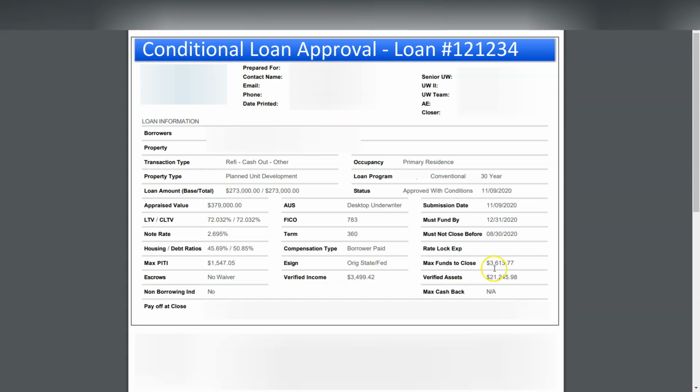Max funds to close, $3,613.77 are the maximum funds the borrower will need to be able to close. Verified assets. So in this case, the lender has verified $21,245.98. And maximum cash back. It says not applicable. There is no max cash back here. Payoff to close. So the borrower can have specific liabilities that will need to be paid off and will be disclosed in this area here. When it's a cash out, if the borrower has chosen to pay off debts, then it'll be automatically considered a cash out refi even if they don't receive any cash at closing.